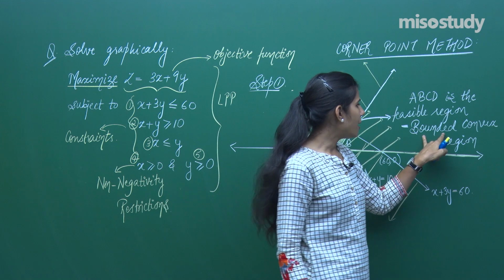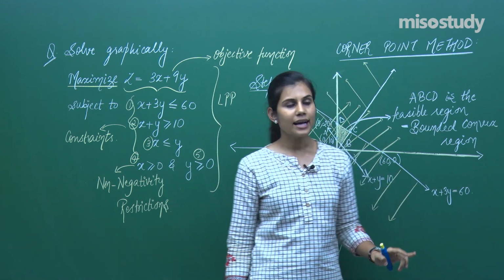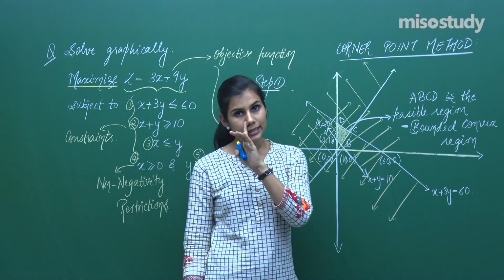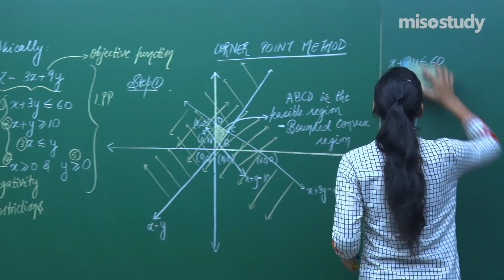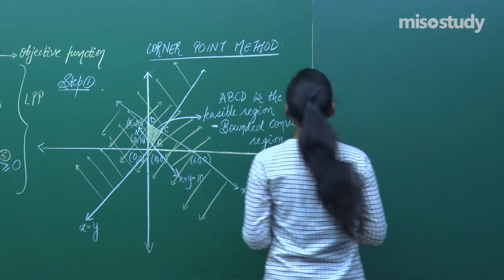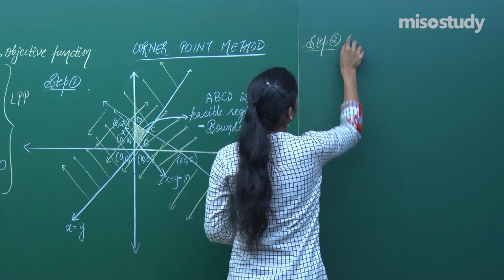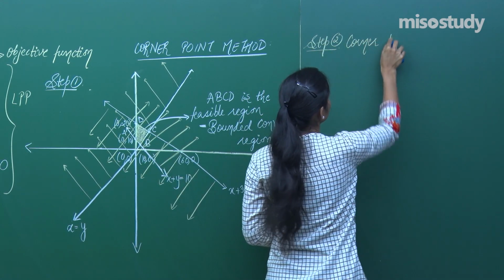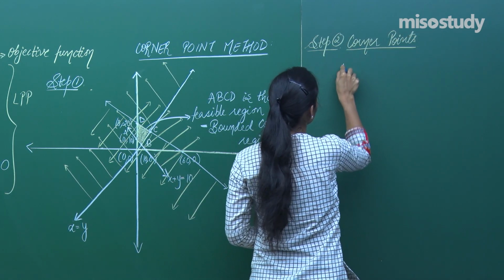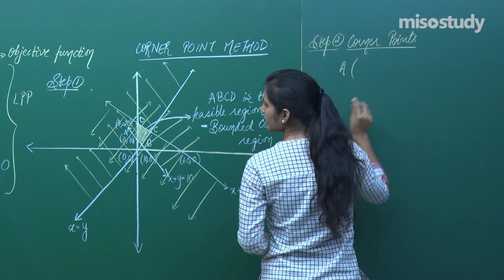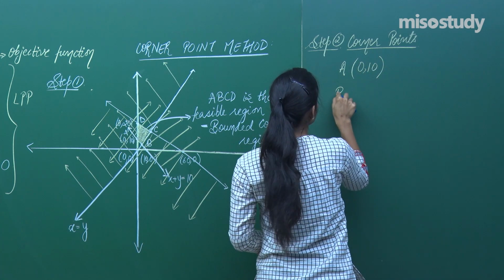So, the moment I have bounded with me, what was step 2 of the corner point method? It said that identify all the corner points. Right now we don't have all the corner points identified. Let's do that. Let's identify all the corner points. Corner points, let's say that is step 2. Point A is 0, 10. That is already identified. Point B is something I don't know.